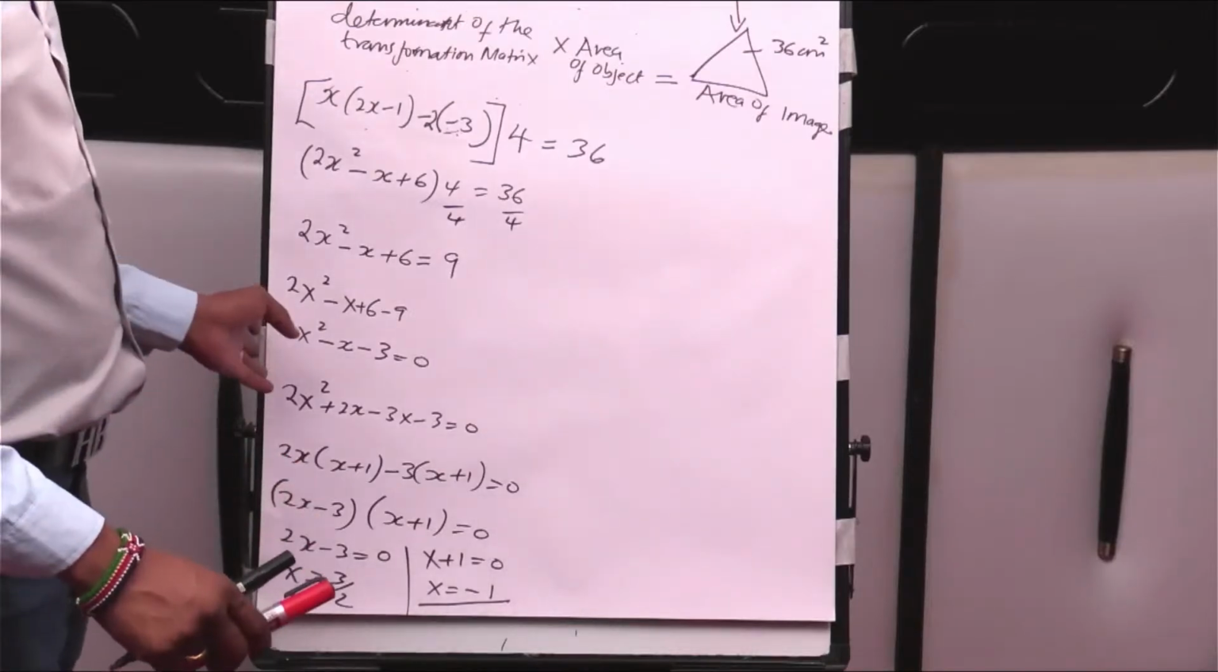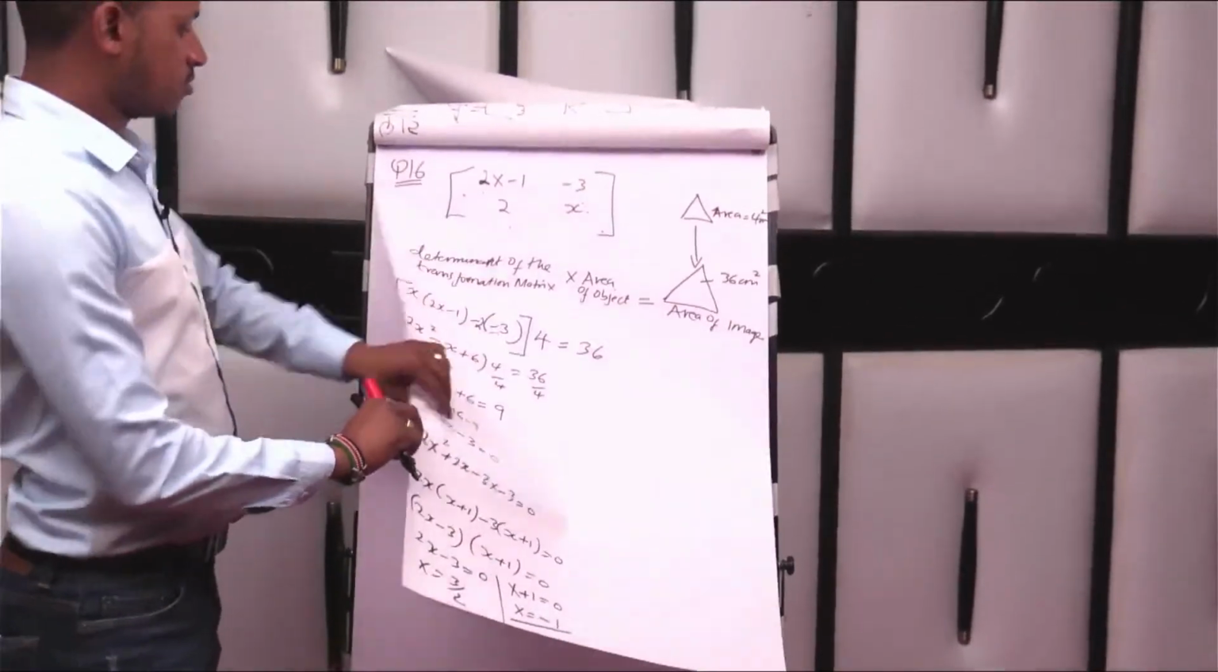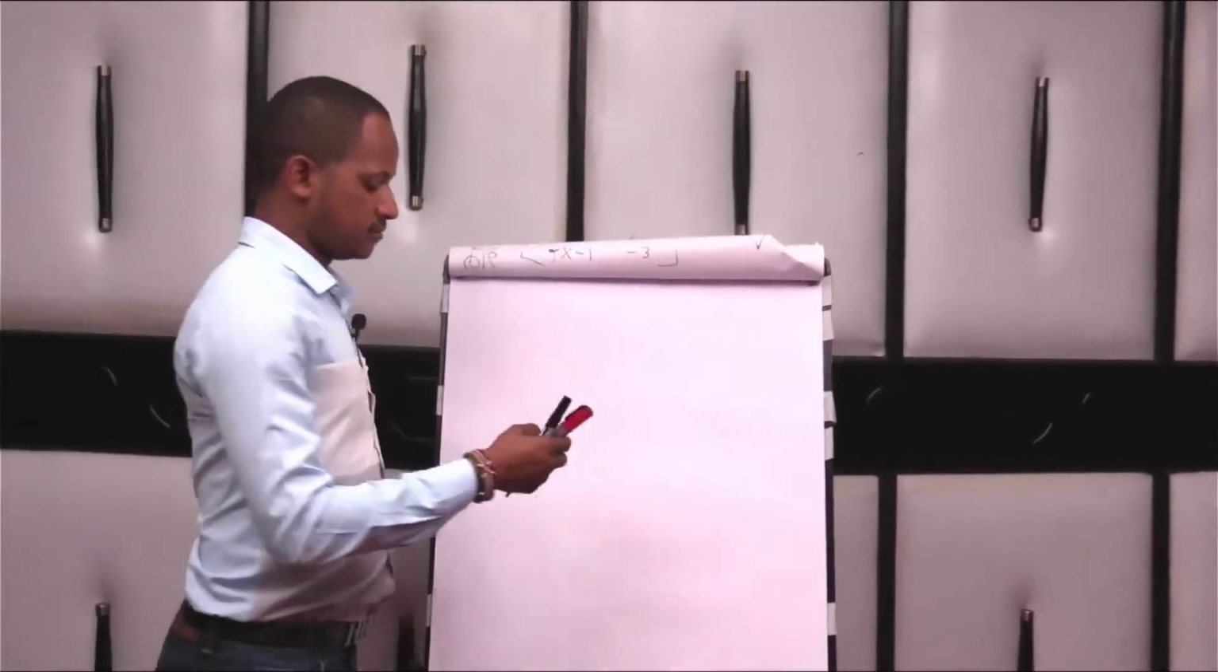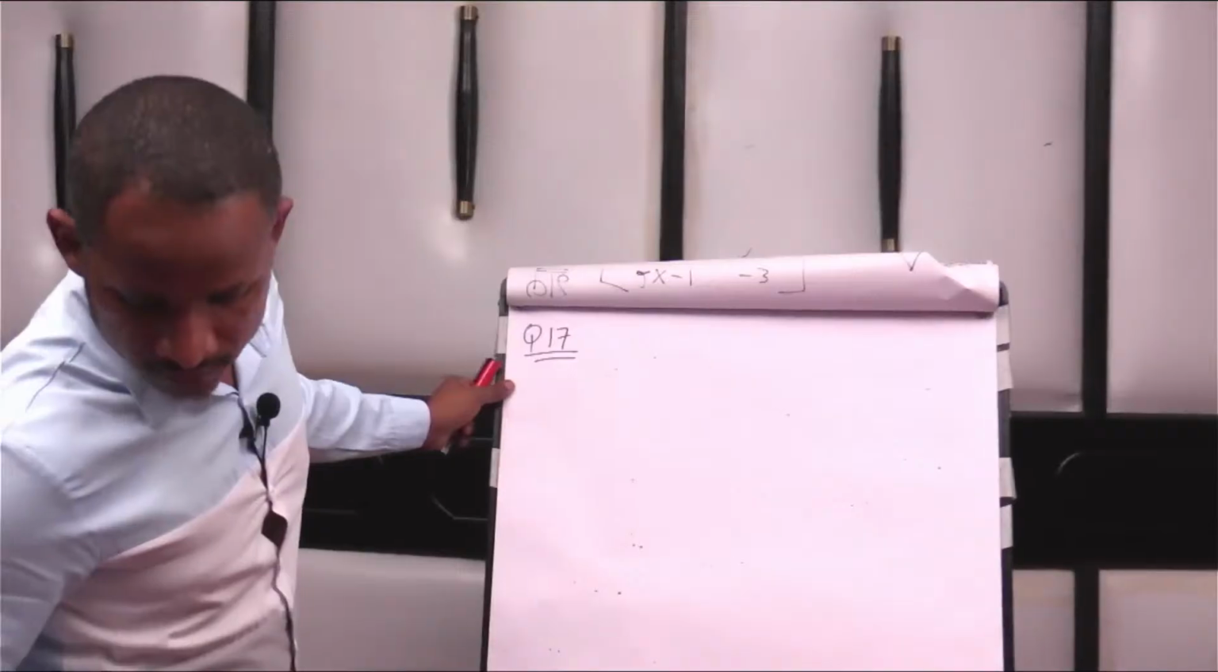Question number 17. Four more questions. Without using tables, simplify log to base 10 of 2 plus log to base 10 of 8, divided by log to base 10 of 24 plus log to base 10 of 9.